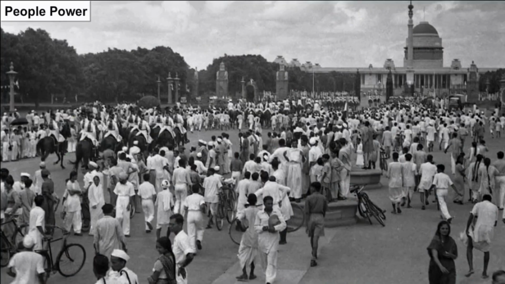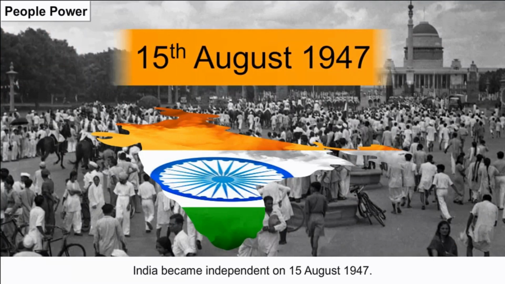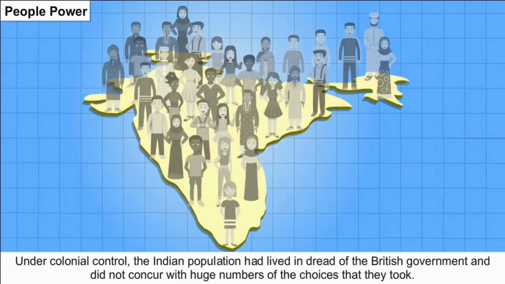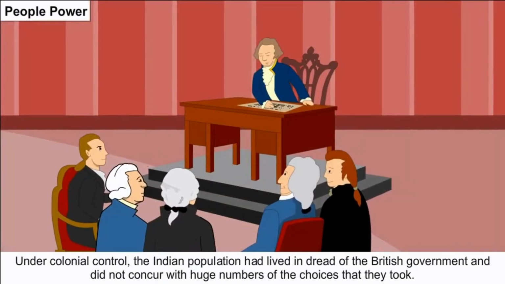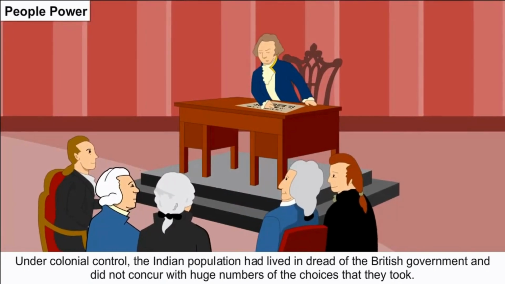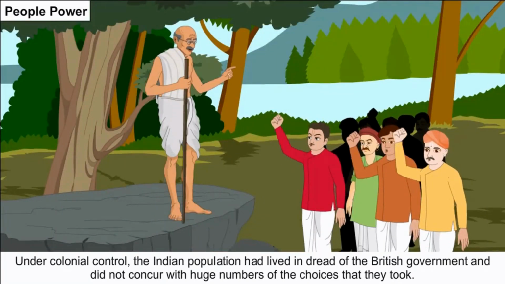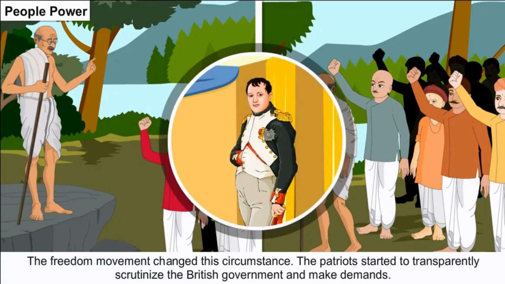People power. India became independent on 15th August 1947. Under colonial control, the Indian population had lived in dread of the British government and did not question many of the choices that they took. The freedom movement changed this circumstance. The patriots started to transparently scrutinize the British government and make demands.